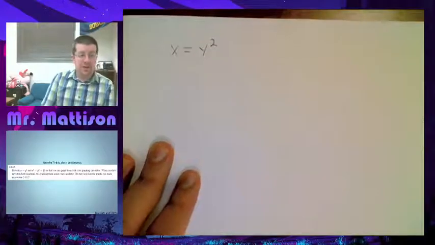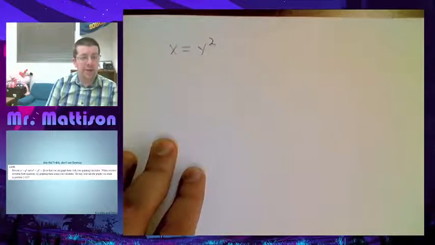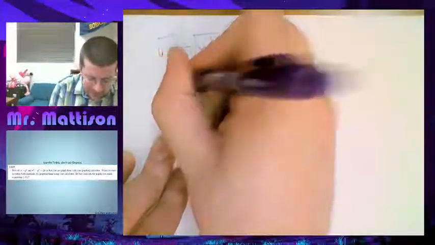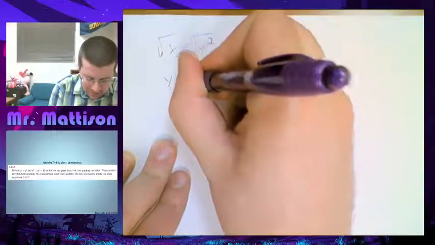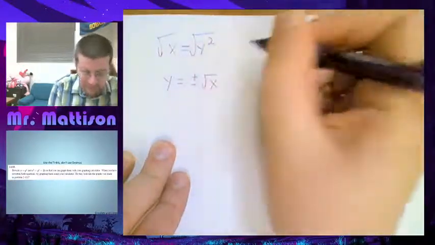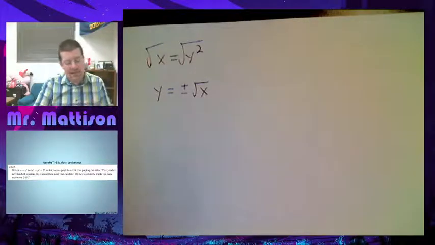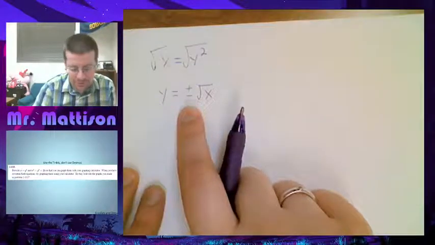If I want to put this in function form, I have to get that y by itself. So I have to square root both sides. And when I do that, I'll get y by itself is equal to plus or minus the square root of x. Because whenever I'm the one who's putting that radical into the problem, I need to put that plus or minus on it, right?